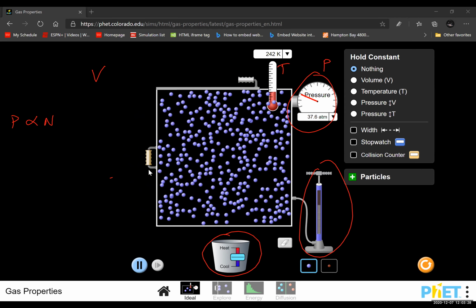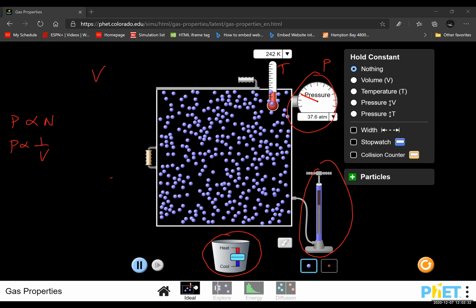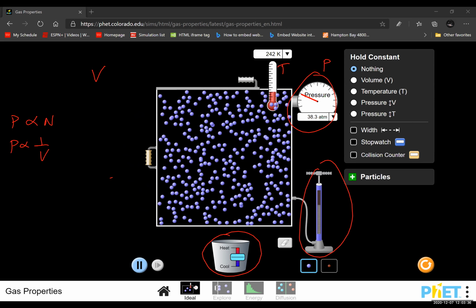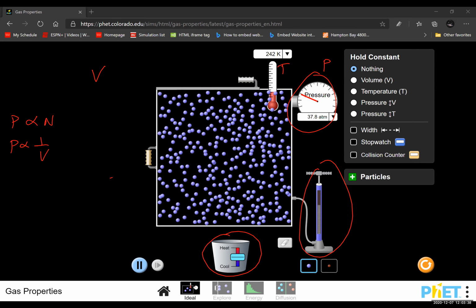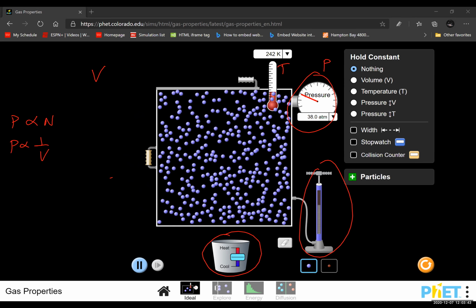That means an increase in volume decreases pressure, or a decrease in volume increases pressure, which means pressure is inversely proportional to the volume. So the pressure is proportional to the inverse of the volume. Okay. All right. So next we can explore what happens if I change the temperature.